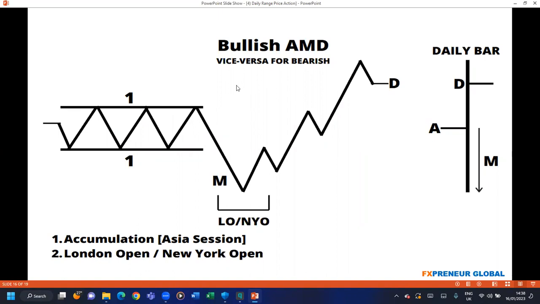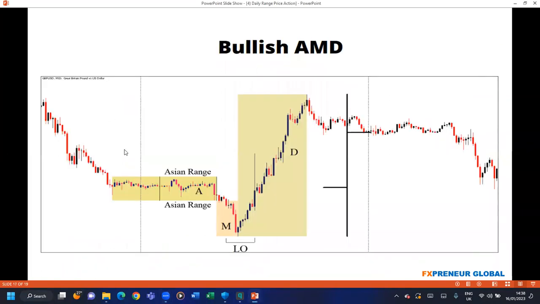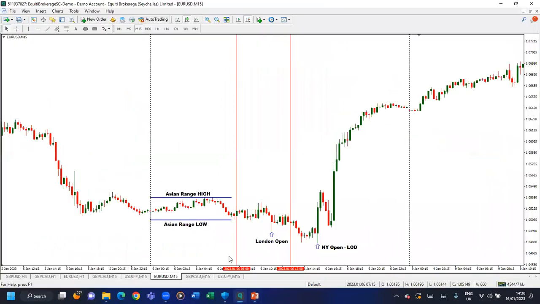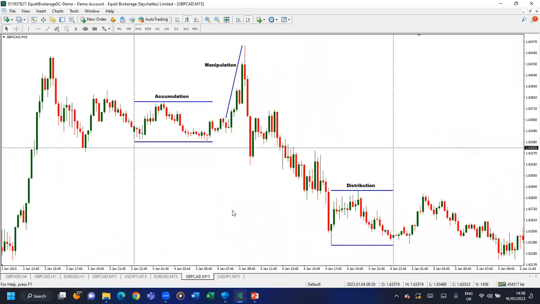This can also be viewed in this context here. Accumulation, manipulation, then distribution. All right, I'm going to do this with a chart.